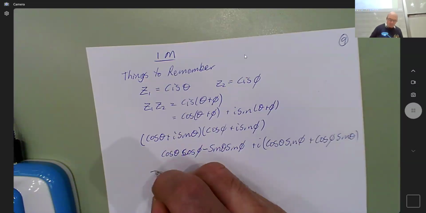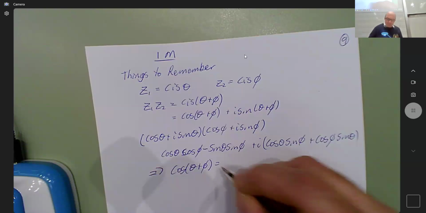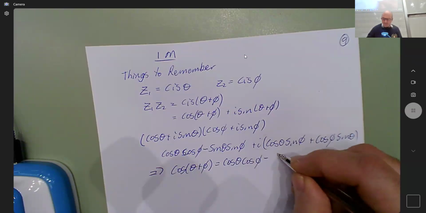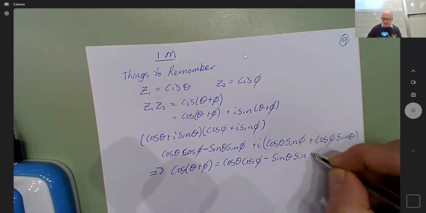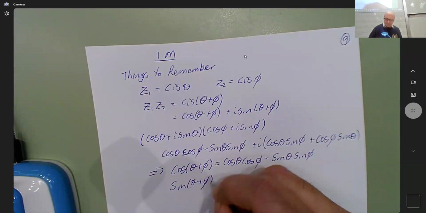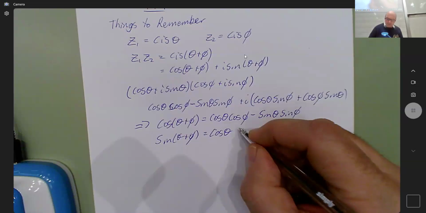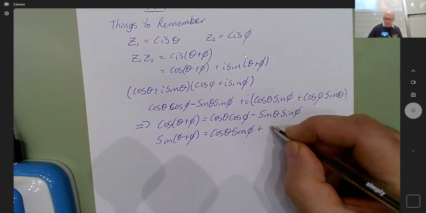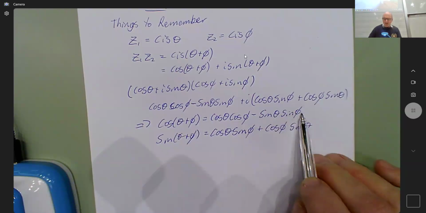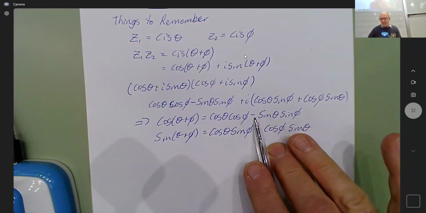And so this is telling me cos of theta plus phi is equal to cos of theta cos of phi minus sine of theta sine of phi. And sine of theta plus phi is equal to cos of theta sine of phi plus cos of phi sine of theta. Notice how for each one of these I had both angles represented. So there was something times something plus or minus something times something.